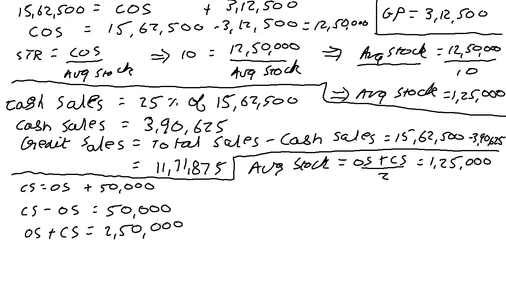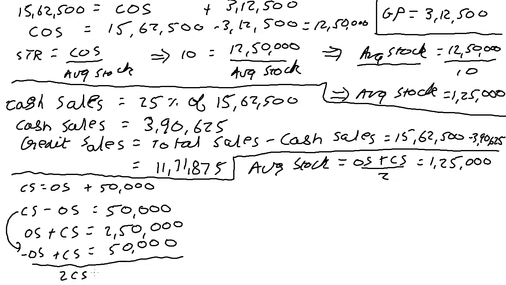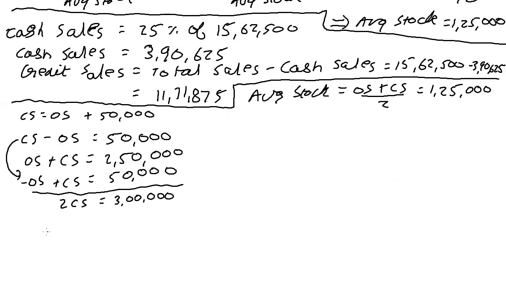Now, we can simply solve this by rewriting. We can simply put this down as minus opening stock plus closing stock is equal to 50,000, and simply add the two equations. Opening stock minus opening stock is 0, closing stock plus closing stock is 2 times closing stock, equal to 2,50,000 plus 50,000, which gives us 3 lakhs. And then we can get closing stock as 1,50,000.